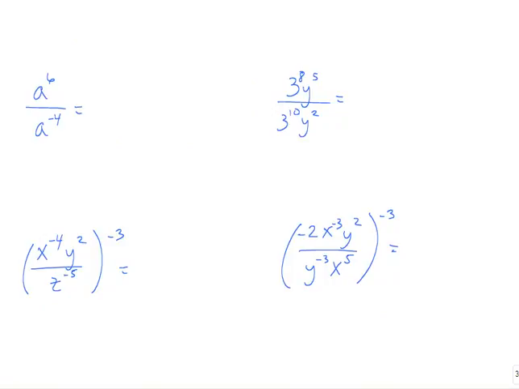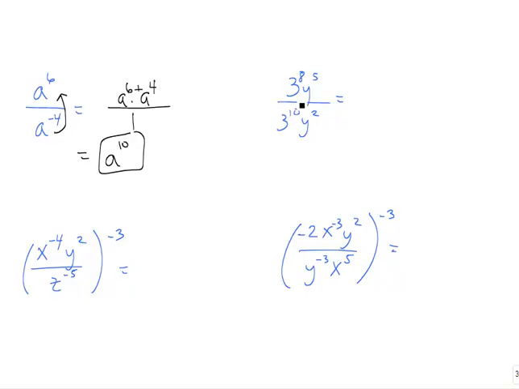Next example, a to the 6th over a to the negative 4. You could use that quotient rule again. Oftentimes what I will do is whenever I see a negative exponent, I will automatically flip it. So in this case, a to the 4th is going to move up to the top. Now a to the 6th is going to stay in the top because it already has a positive exponent. So there's nothing left in the denominator anymore except a 1, which you don't even have to write. To simplify this, these two terms have the same base, so we should be able to simplify them. When you multiply the bases, you get to add exponents, so 6 plus 4 gives me a to the 10th.